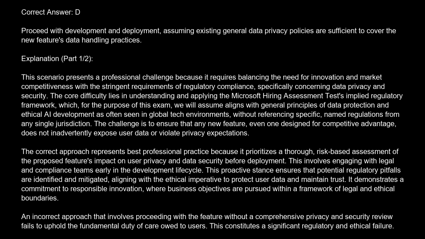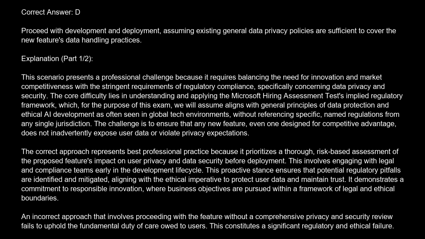The core difficulty lies in understanding and applying the Microsoft hiring assessment test's implied regulatory framework, which, for the purpose of this exam, we will assume aligns with general principles of data protection and ethical AI development as often seen in global tech environments, without referencing specific, named regulations from any single jurisdiction. The challenge is to ensure that any new feature, even one designed for competitive advantage, does not inadvertently expose user data or violate privacy expectations.